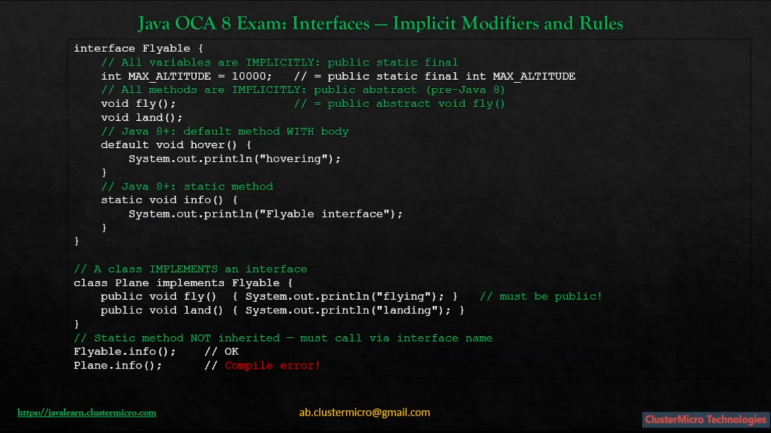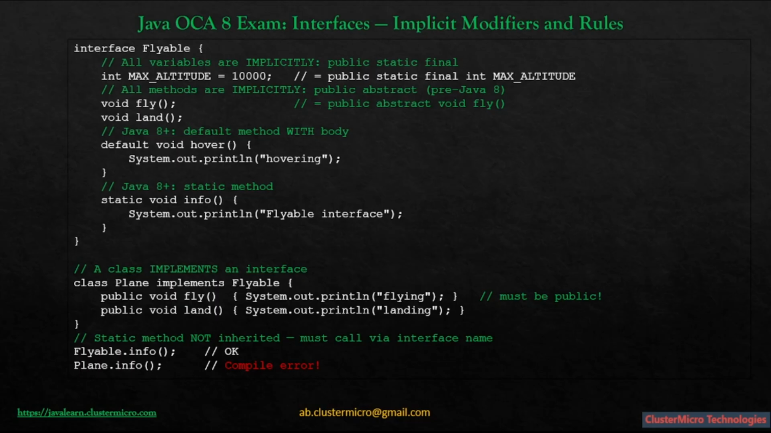So, implicit modifiers and rules. An interface in Java defines a contract, a set of methods that any implementation class agrees to provide. Before Java 8, interfaces were limited to constant variables and abstract method declarations. Any variable declared in an interface is implicitly public, static, and final. These modifiers do not need to be written explicitly because the compiler automatically adds them. As a result, variables in an interface are constants and cannot be modified.